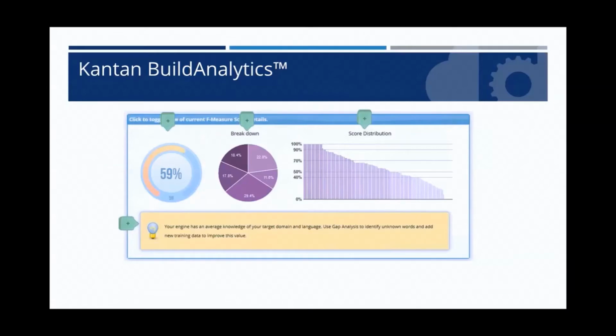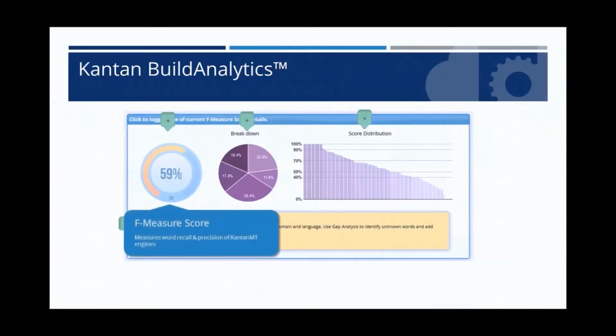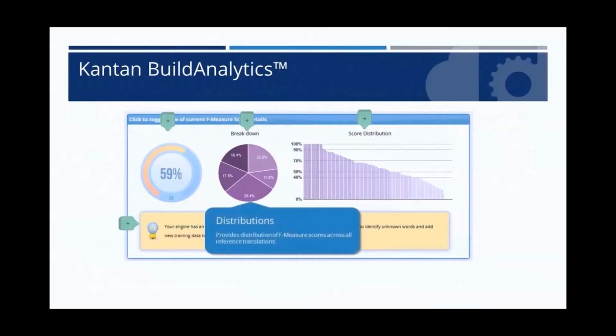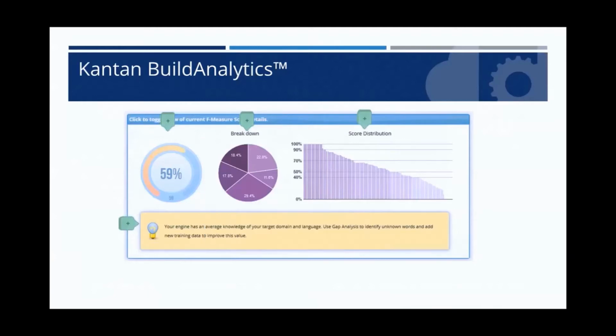of a particular project. So if you look at our F measure score, the very first thing we give you is a single F measure score for an engine. That is a value to tell us how many correct words we've taken from the phrase table and placed in the target translation. But more importantly, we give you the distribution of that F measure score across the entire engine, the test data that we're using for this engine.